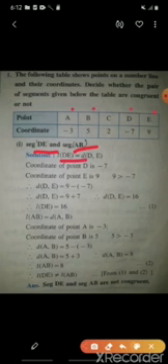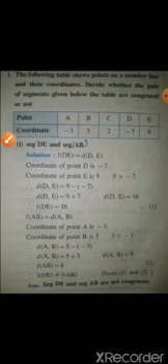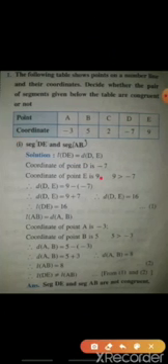First, DE. The distance between D and E: D is -7, E is 9. We have to subtract these two numbers. 9 is greater than -7, so 9 minus (-7) becomes 9 plus 7. When we add these two terms, 9 plus 7, we get 16. So the distance between D and E is 16.